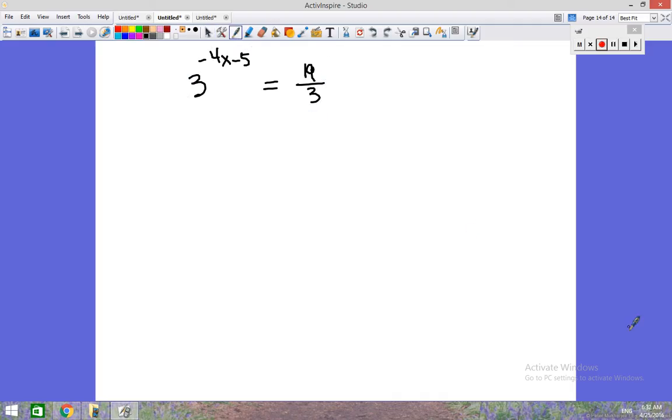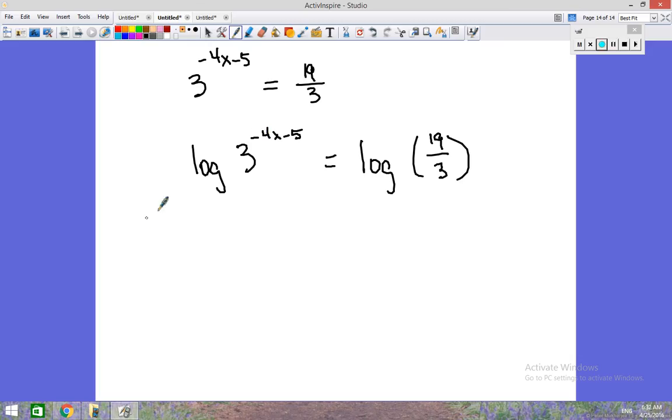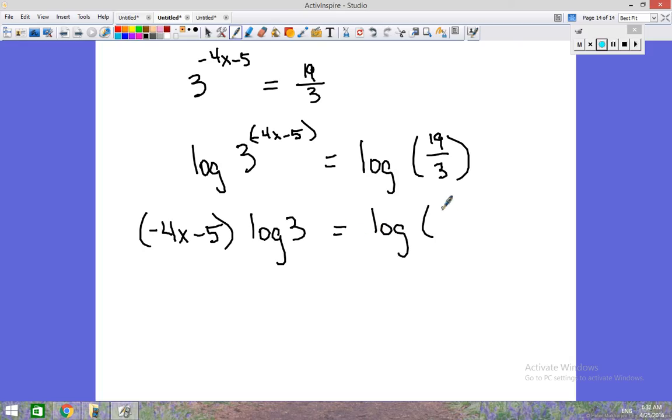Take the logarithm of each side, and we can pull this variable down as multiplication by using the property that's called the power rule. Alright, so this exponent comes down out in front as multiplication. The inverse of multiplication is division.